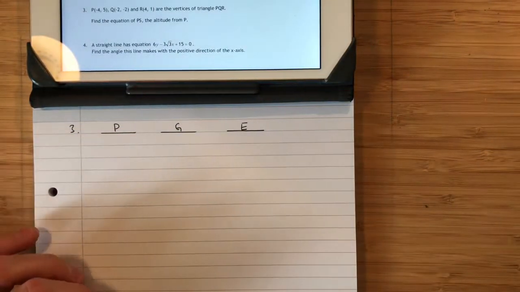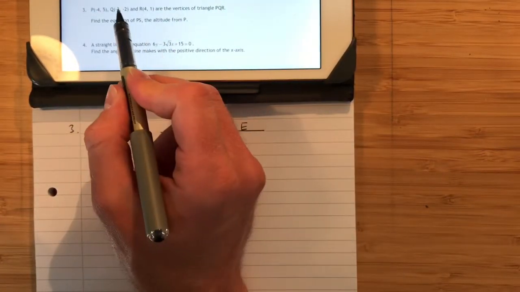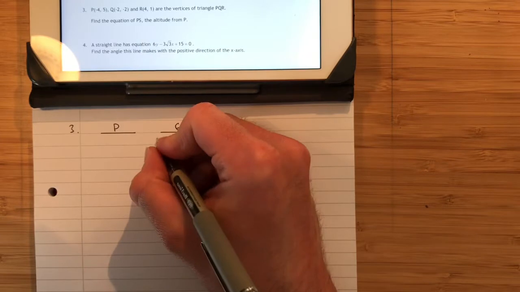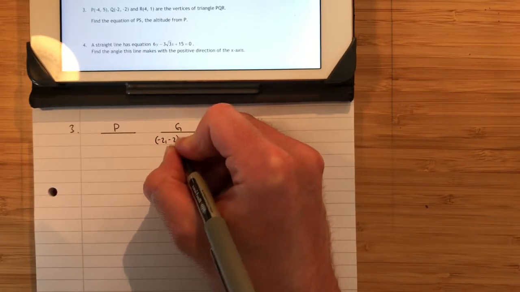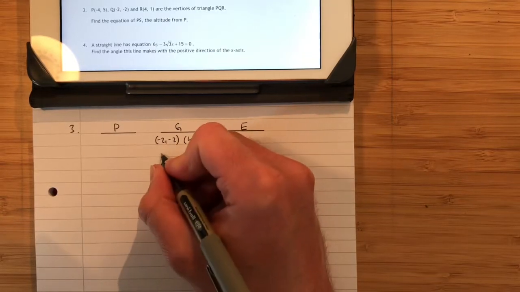An altitude is perpendicular to the opposite side. The opposite side from P is QR. Right, so I'm going to find the gradient of QR, because the altitude is perpendicular to the opposite side. So it's perpendicular to this.